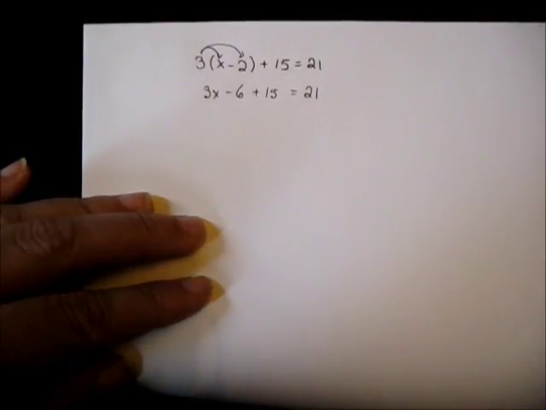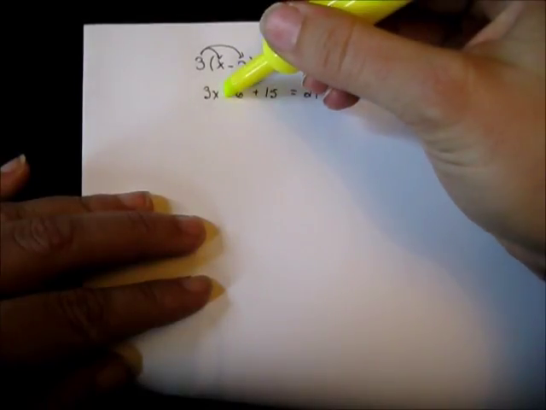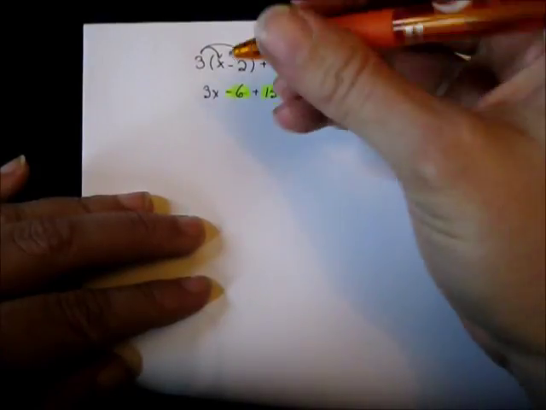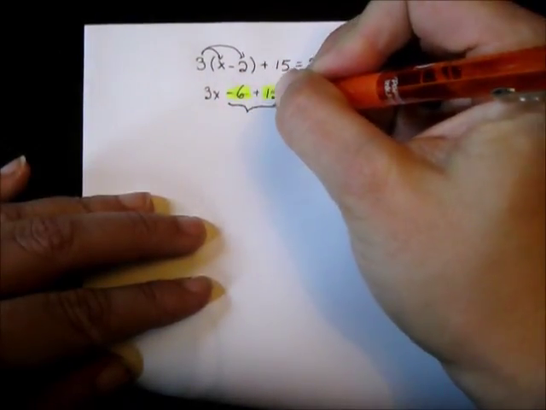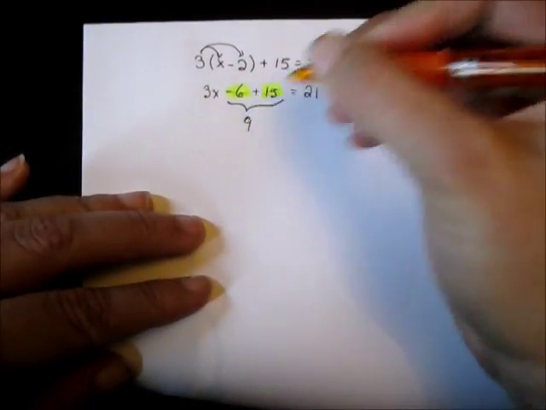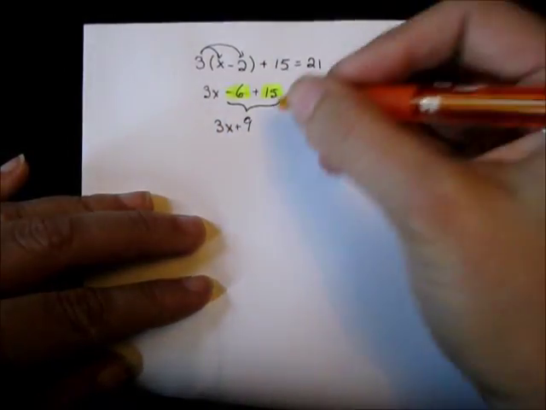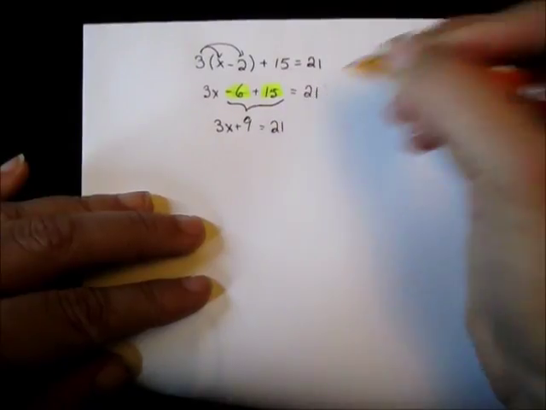When we get to this stage, we can actually simplify because we do happen to have terms that are similar, such as this constant on this side of the equation and the constant on that side of the equation. So we'll bring those together. So minus 6 plus 15 is 9. So I have 3x plus 9 is equal to 21.